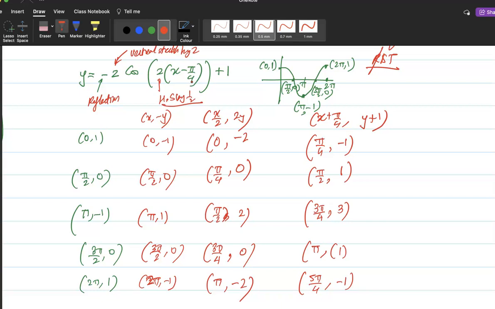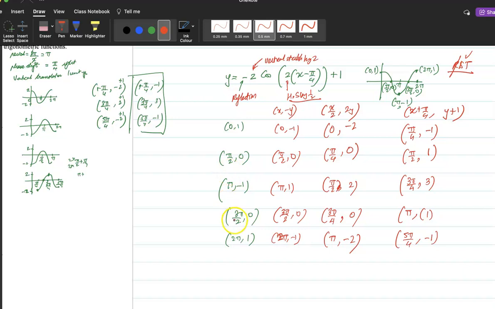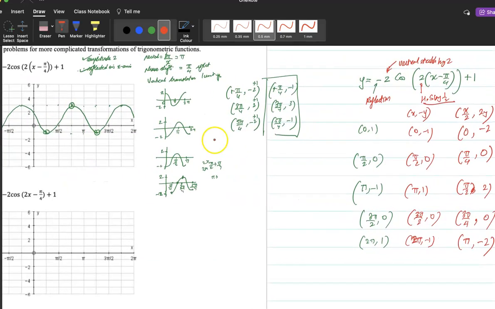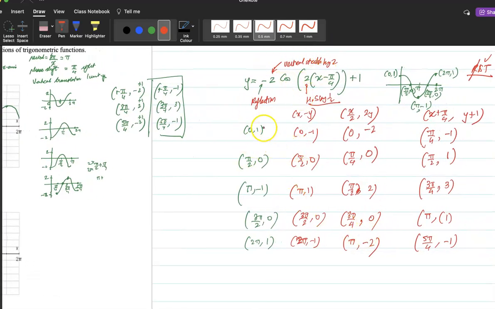Yeah, same points we get. Nice. You can just sketch these points. Okay, very nice method. Which method you like is up to you: choosing the coordinates and then doing RST, first reflecting, then stretching, then translating and plotting these points, or looking at the whole graph holistically. Now I'll tell you, the second, taking the coordinates, is better.